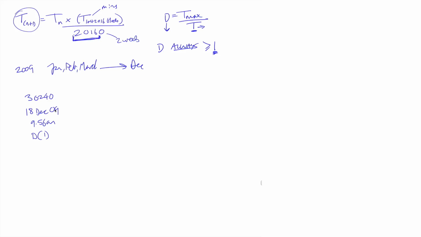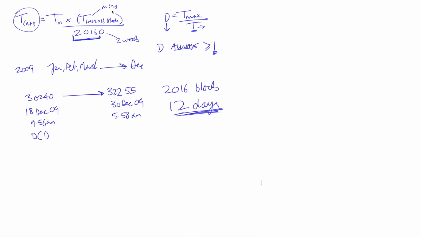But on this occasion, block number 32,255 came out on the 30th of December 2009 at 5:58 a.m. For the first time, this set of 2016 blocks appeared within 12 days. So per this formula, the time for the last 2016 blocks was, for the first time, less than 2 weeks, in which case the difficulty for the next 2016 blocks was increased for the first time.